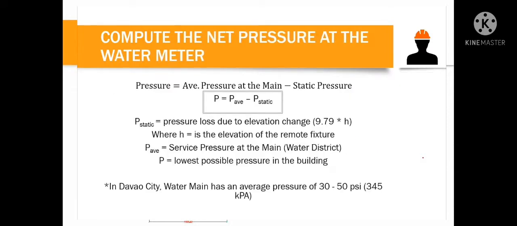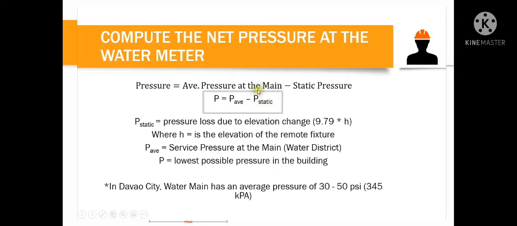Now, in designing pipe, we need to consider a lot of factors, and that includes the pressure in our pipes. Okay? So the pressure, this is the intensity of force per unit area. The pressure that we will be using in our design is equivalent to the average pressure at the main minus the static pressure, where P is the net pressure. Okay, since we get the difference between the average pressure and the static pressure.